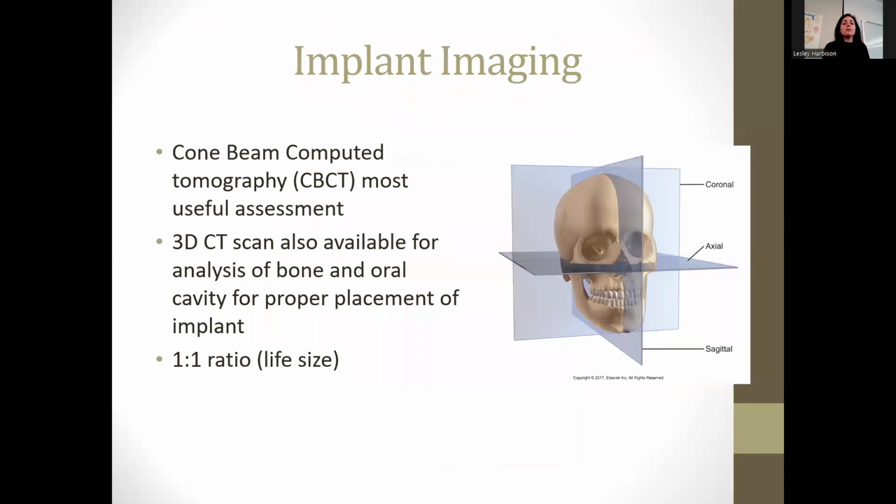Okay, so CBCT. I went through it earlier today and rearranged a few things.